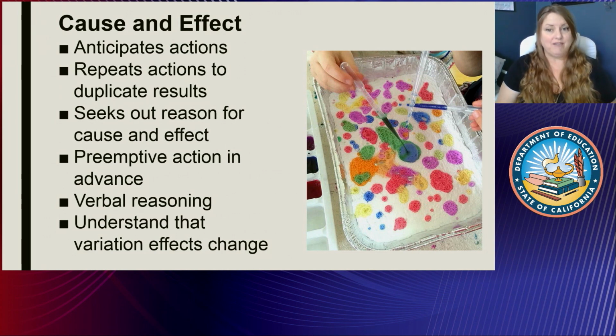Older children also understand variations affect change. They'll start to swing harder to create more of an arc when splatter painting, or they'll move the marker slower, or press the crayon harder to deepen the color.